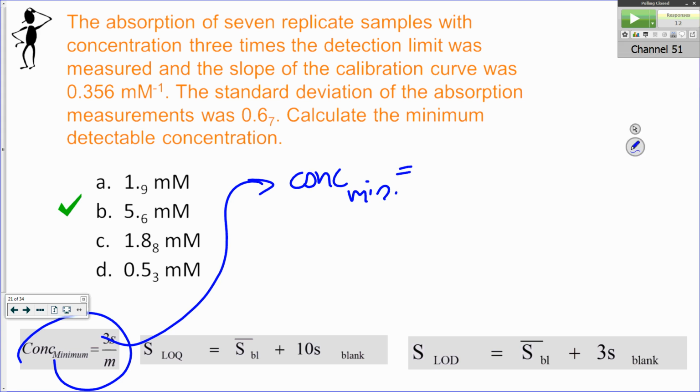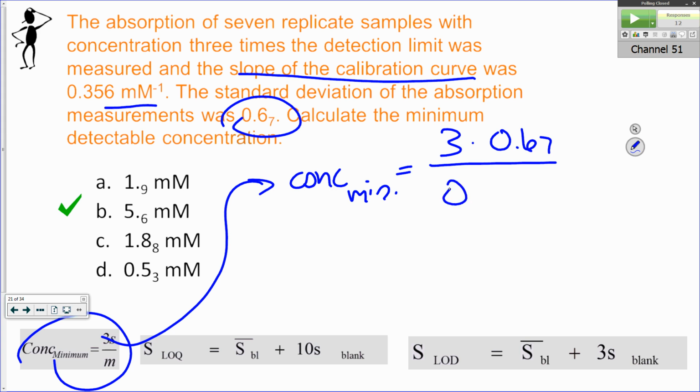It's 3 times the standard deviation. Okay, so the standard deviation was determined to be 0.6 with an insignificant 7 divided by the slope of the calibration curve. I tell you the slope is 0.356 inverse millimolar. So that means unit-wise, if it's inverse millimolar over 1, that's just going to go to the top when you do the division. So the units of this become simply millimolar. Okay.